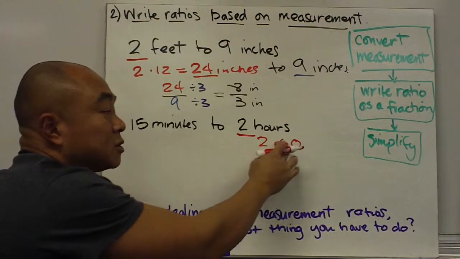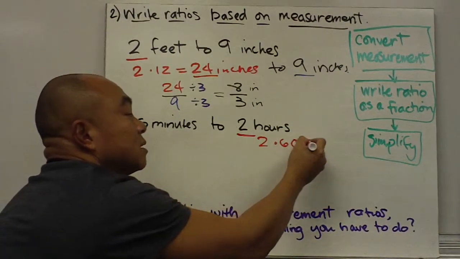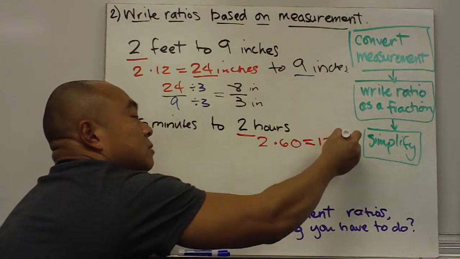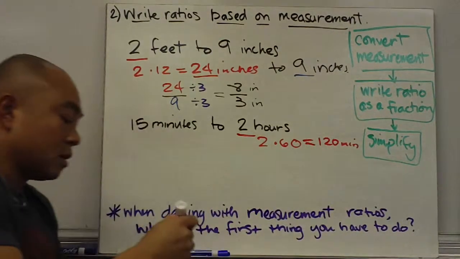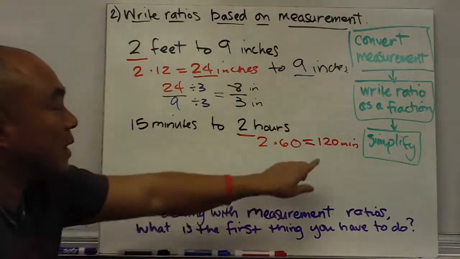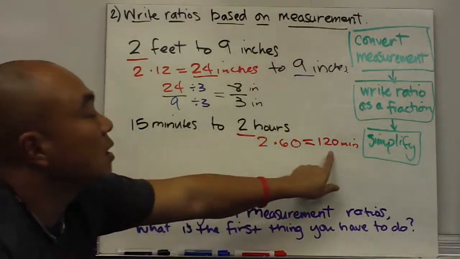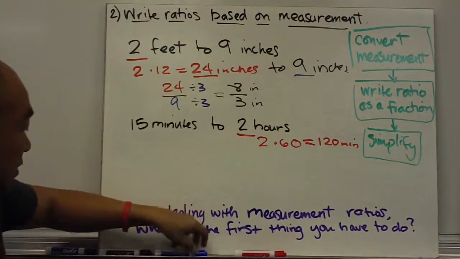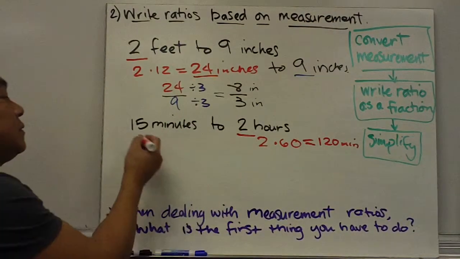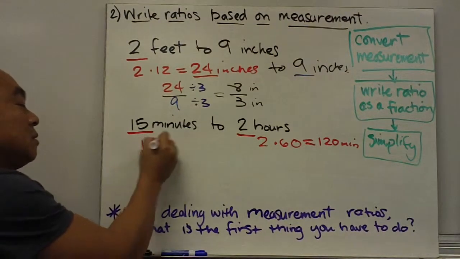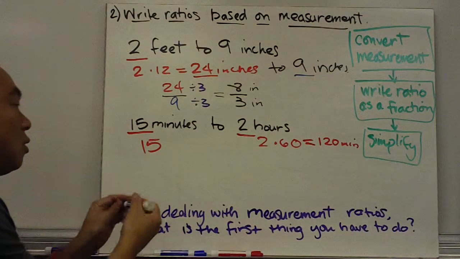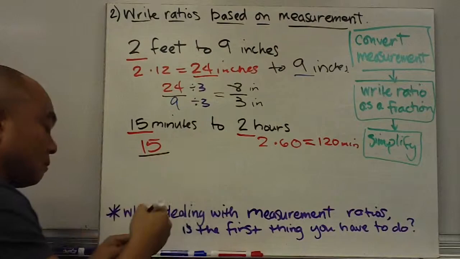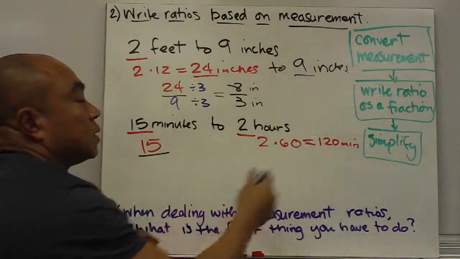You have 1 hour, which is 60. So 2 of them would be 2 times 60. That's going to give me 120 minutes. Okay? So let's take this. So now I have 15 to 120. So I'm going to put that as a fraction. So let's start off with 15 right here. So let's put 15 over this 120.